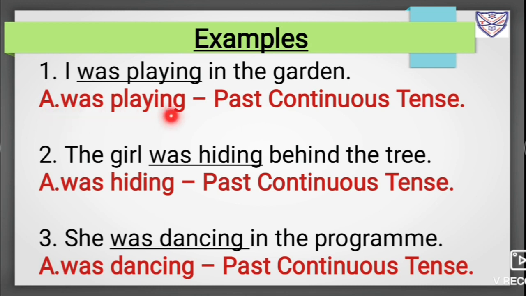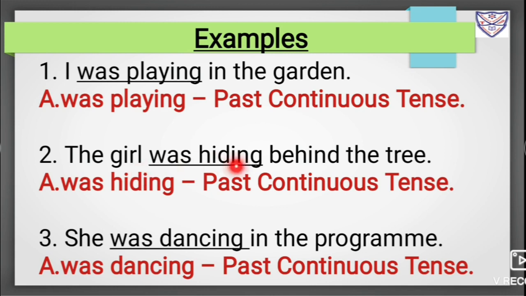Therefore we can say "was playing" is in past continuous tense, as this verb shows an action which was going on or continuous somewhere in the past time. Number 2, the girl was hiding behind the tree. Now over here the girl is a subject, after this subject we have a helping verb, and that helping verb is "was". Now after the helping verb we have verb plus ing, that is hide plus ing will become hiding.